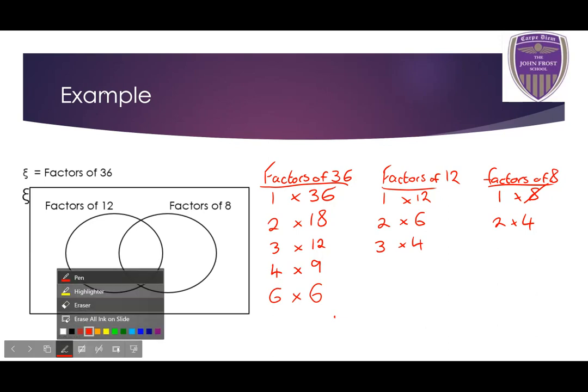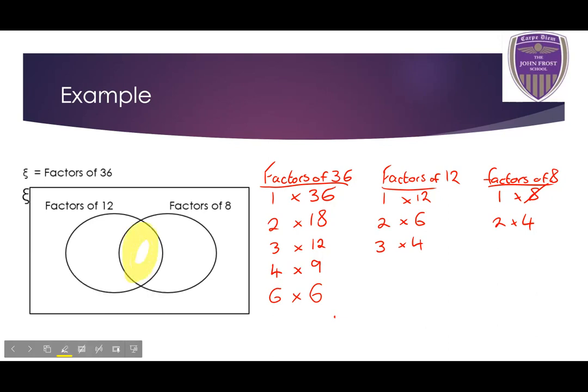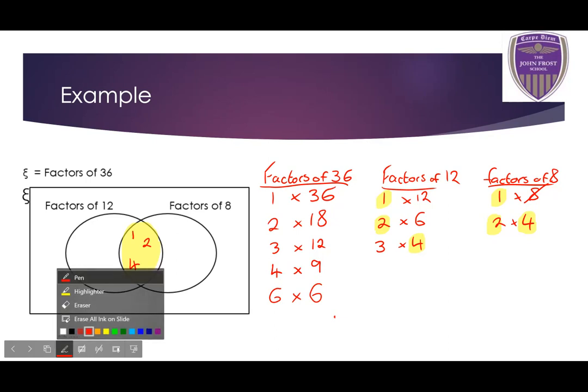Now, what numbers are overlapped between factors 12 and 8? So I've got 1, 2, 4, and that's it. Those are the only common factors of those numbers. So in the overlap, I can write 1, 2, and 4, because they're the only common factors of 12 and 8.